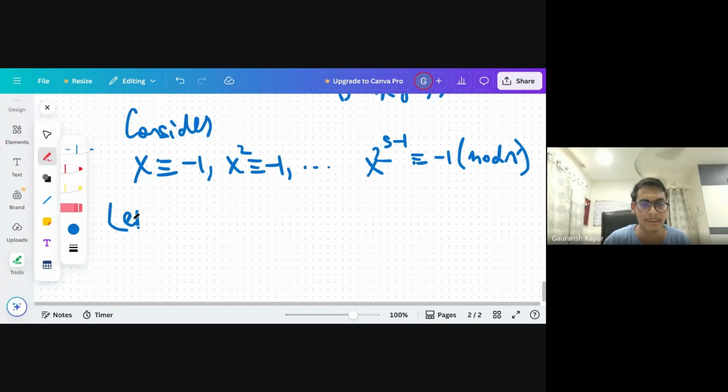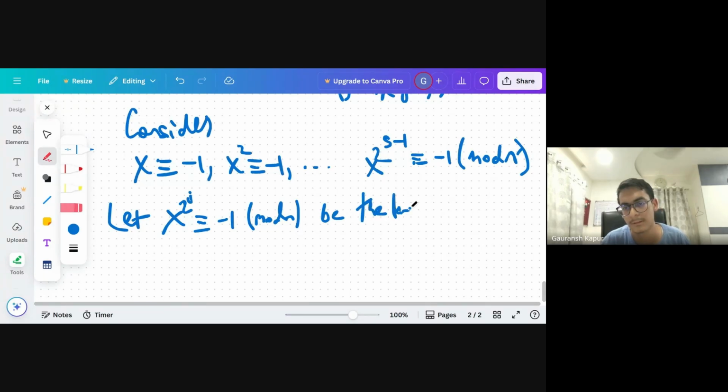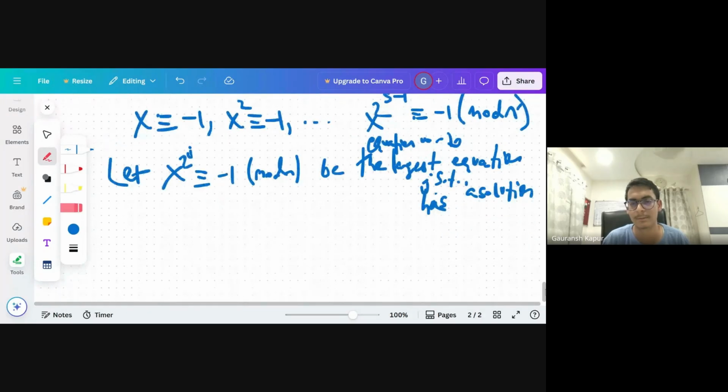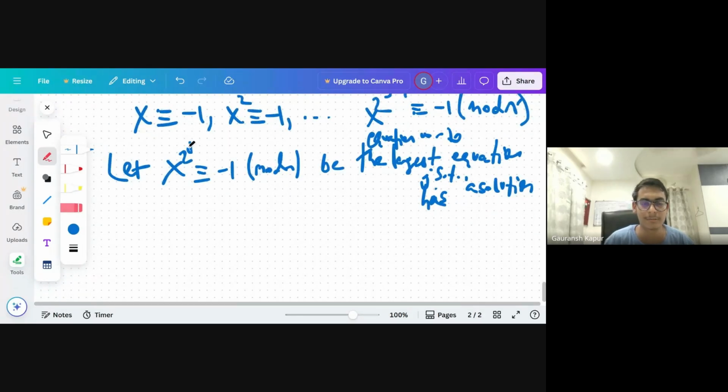And let x^(2^j) congruent to minus 1 mod n be the equation corresponding to the largest j such that the equation has a solution. So basically, we are considering this system of equations and we are letting j be the largest exponent of 2 such that this congruence has a solution. And let's call the solution x naught, I guess. Don't need it now, but yeah.